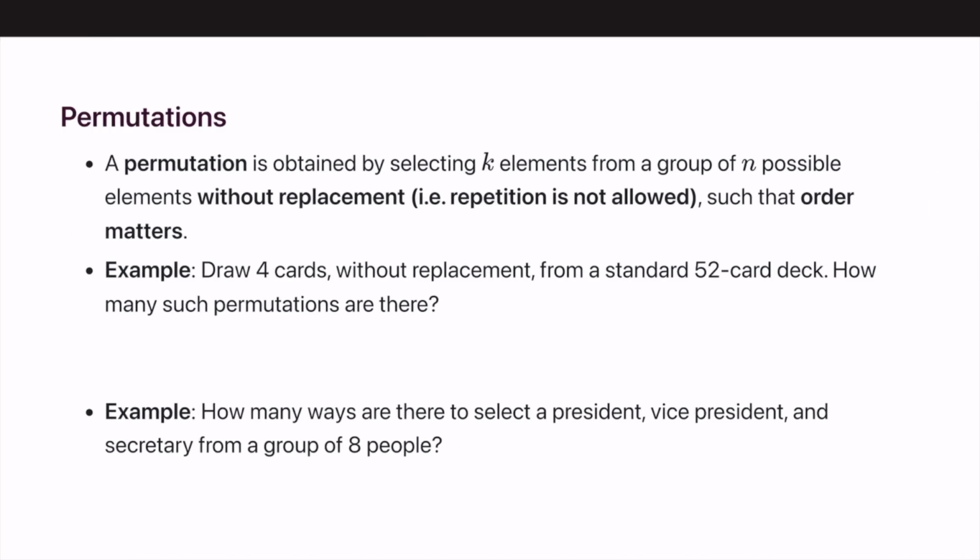Okay. Permutations. So permutations are a lot like sequences. In this case, we now have without replacement. So we're still selecting k elements from n possible elements, but we no longer have replacement. Order still matters, but without replacement. And that's the main idea about permutations. So let's try redoing these same kind of similar examples.